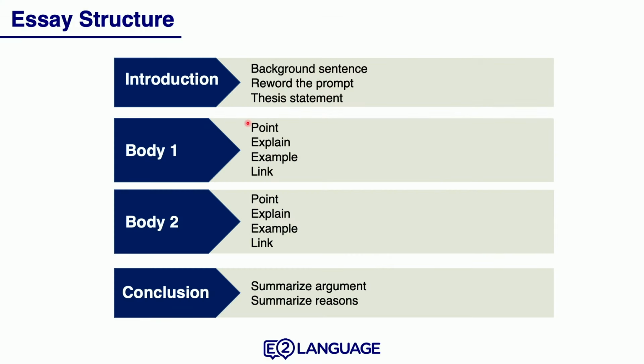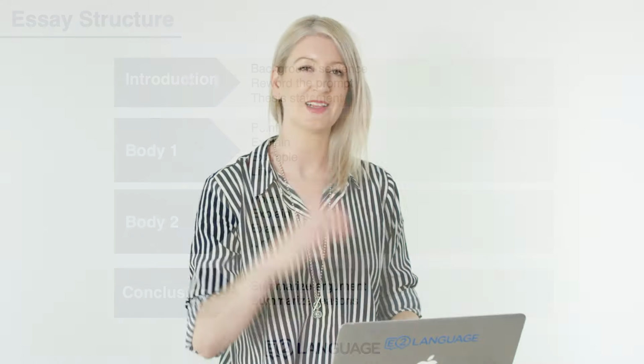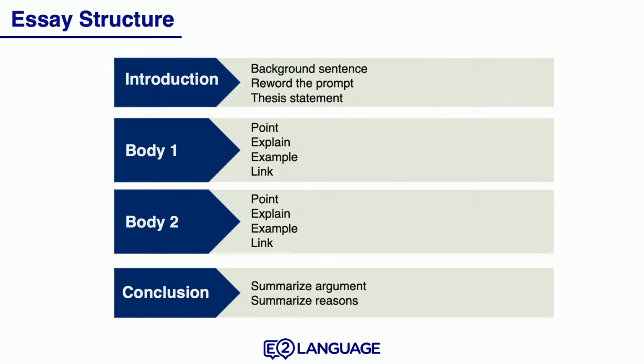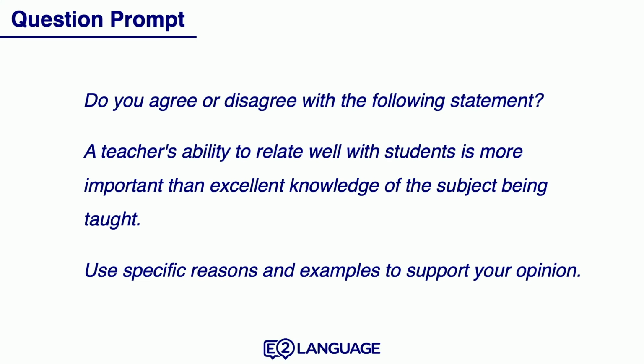When it comes to the body paragraphs, look at these first letters, P, E, E, L. Keep that in your mind, PEEL. That will help you to plan good body paragraphs. P is for point, your topic sentence, your main idea. E is your explanation of that point. The other E is the example or evidence. And then L is your link back to the topic. So body 1, body 2, into the conclusion, usually 2 parts. Summarize the argument, summarize the reasons. This is a very standard essay convention, and you'll see this all the time when you come to our live classes.